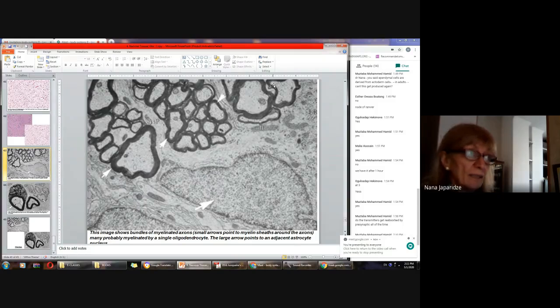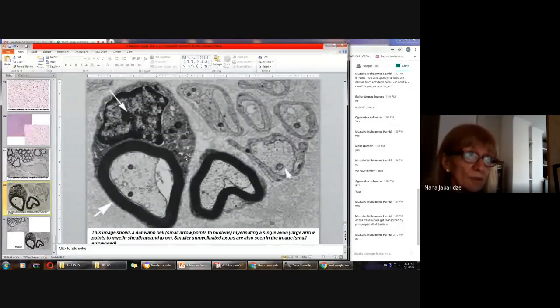Okay, but in the case of Schwann cells, you see the cell profile, I mean the profile of the myelinated axon, which is surrounded with the cell cytoplasm, and even the nucleus is clearly visible here. And these are unmyelinated axons, okay? Unmyelinated axons, again surrounded with the cytoplasm of Schwann cells. But Schwann cells here do not produce the myelin, okay?